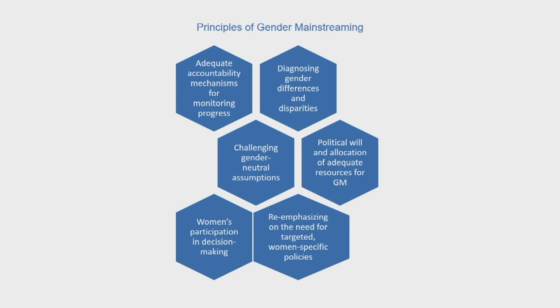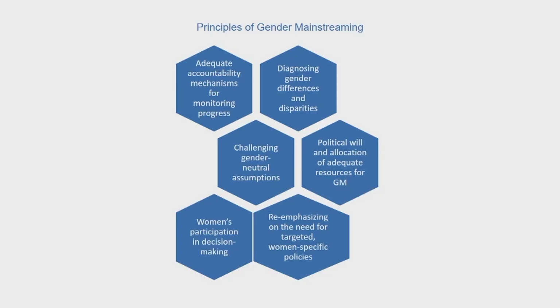In terms of principles of gender mainstreaming, when we are looking at it from a policy perspective, there are a number of imperatives which need to be taken into account when one is framing a policy. Of course, a number of other principles can be added to this picture that is showing on your slide, but some of the important principles of gender mainstreaming that can be kept in mind, provided by the United Nations, are as follows. First is adequate accountability mechanisms for monitoring progress. So when a certain policy is being implemented, proper social accountability mechanisms need to be in place to check whether the benefits that are supposed to be going to the women members of a household or community are reaching them or not.